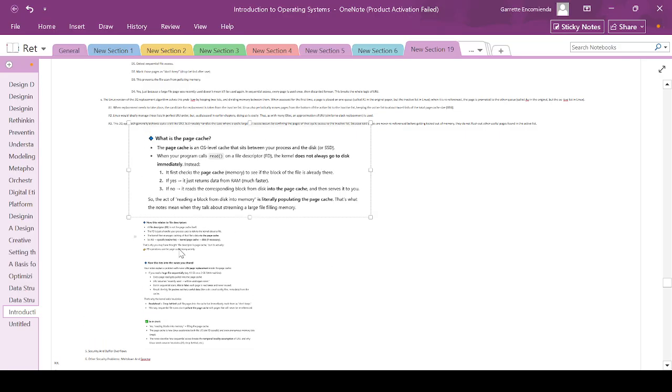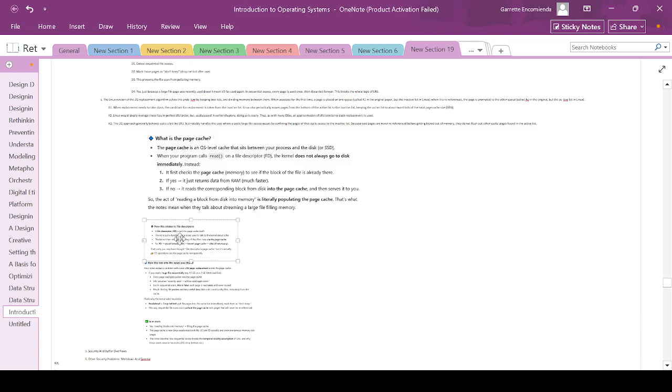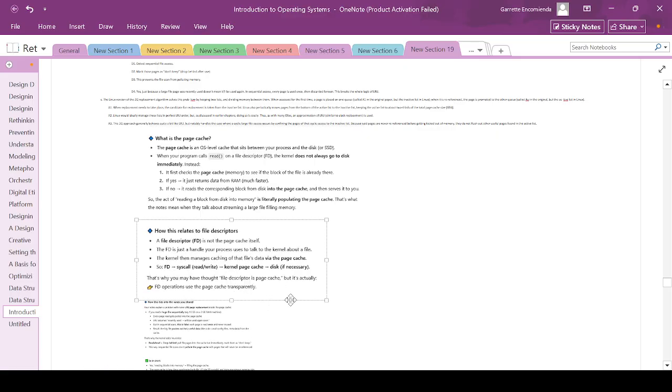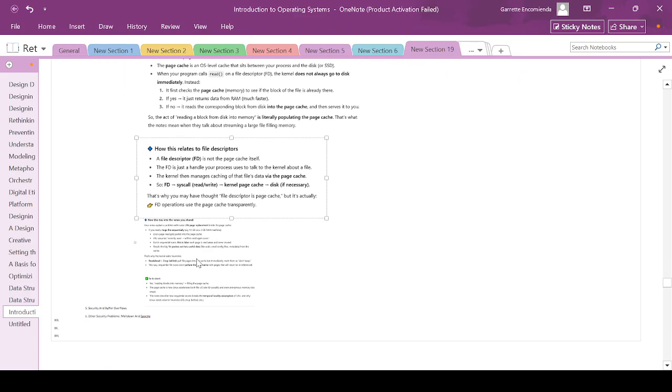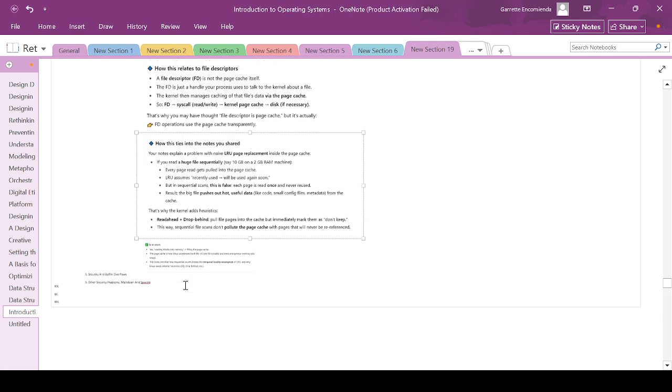So what is a page cache? Let's just briefly discuss this. So what's really a page cache? We've been defining the 2Q replacement.